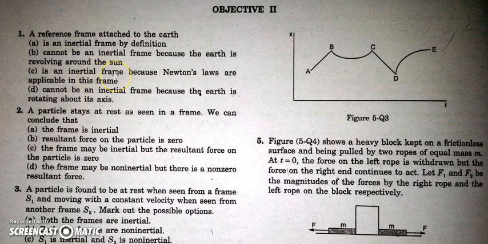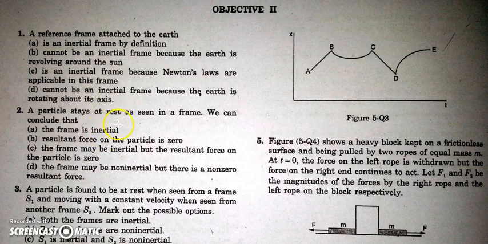Option C again is incorrect. Option D, because the earth is rotating. Yes, these are the two reasons why we cannot take a frame attached to the earth as an inertial frame. B and D are the correct options.